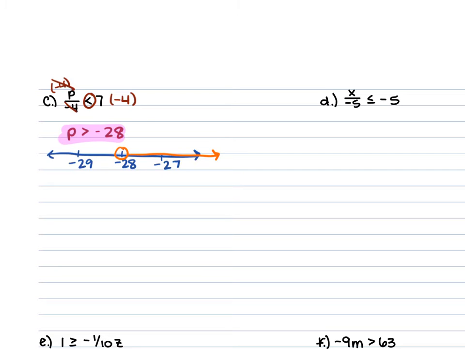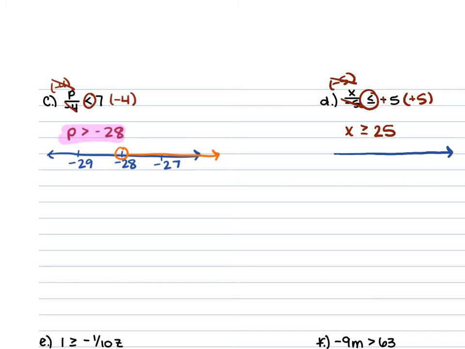For D, we have x divided by negative 5 is less than or equal to negative 5. So we're going to multiply each side by this negative 5. The negative 5s cancel out on the left side. Your sign will switch. So x is greater than or equal to negative 5 times negative 5, which gives us a positive 25.